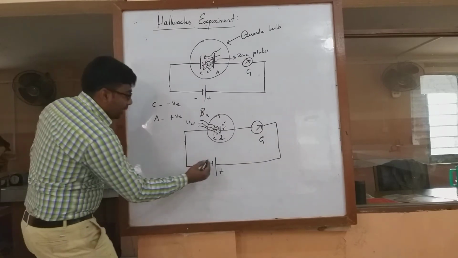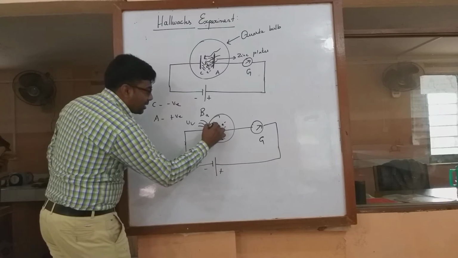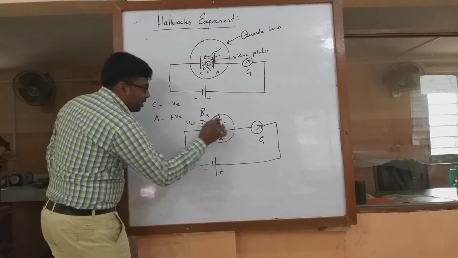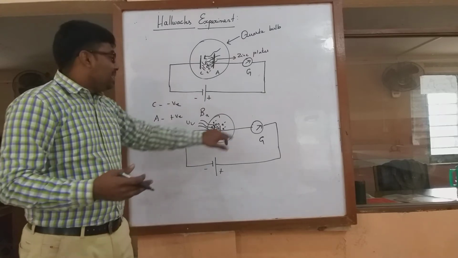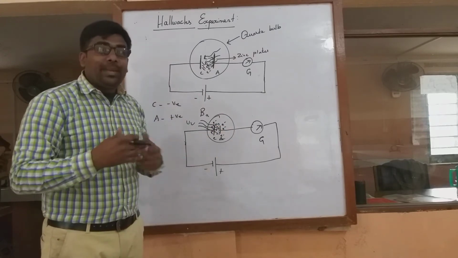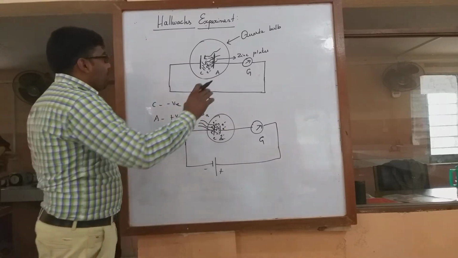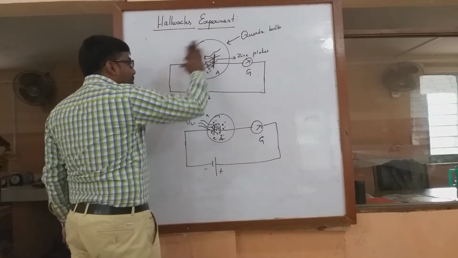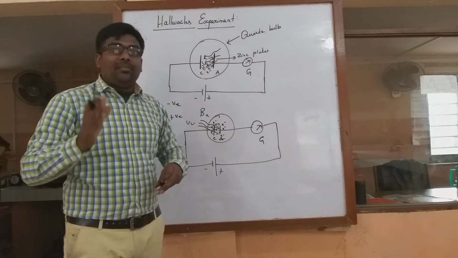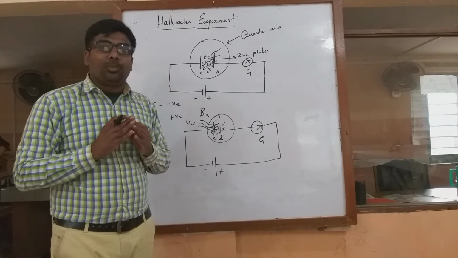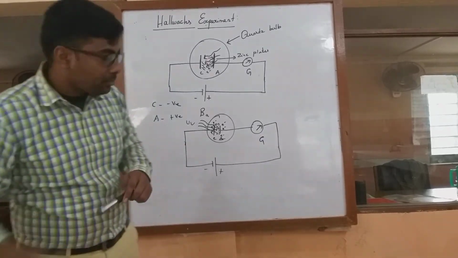At the same time, this plate is connected to the negative terminal, and here the excess of electrons will be there. So electrons get repelled. Hence, there will be no flow of current, which means the galvanometer does not show any deflection. So this finally proves that when a beam of light is made to fall on any metal surface, electrons get emitted. So this was the first experimental proof for the interaction of radiation with matter.